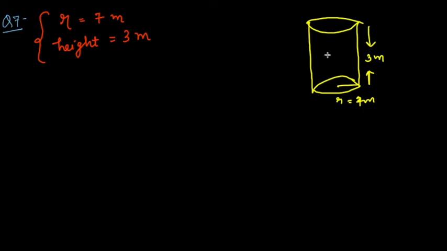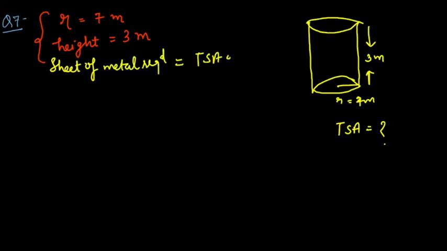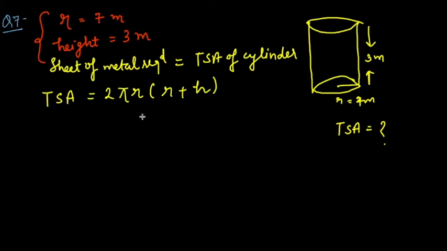It means if I calculate the TSA of the cylinder, I will get to know how much sheet will be required, because ultimately from the sheet we are going to construct the cylinder. So I can write that the sheet of metal which is required will be equal to the TSA of cylinder, right? So let's calculate the TSA of cylinder. What is TSA of cylinder? 2 pi R times R plus H. Now I know R, H is already given, so it's very simple.